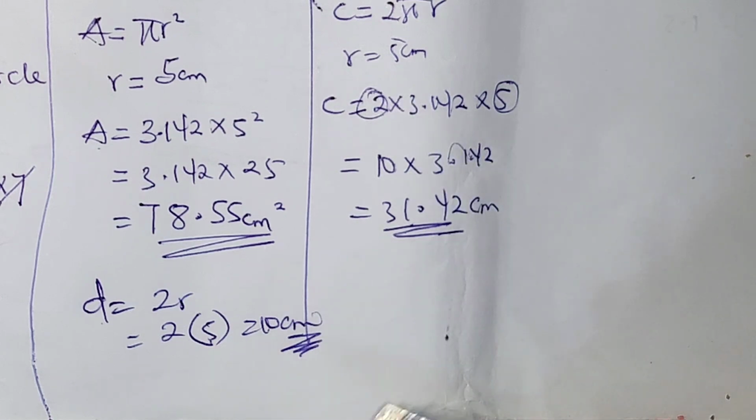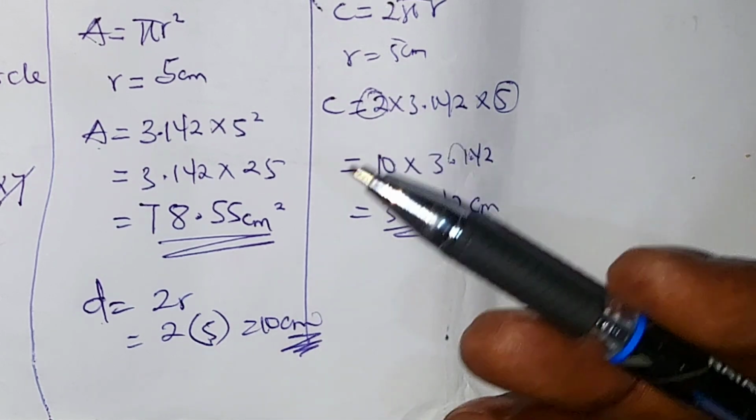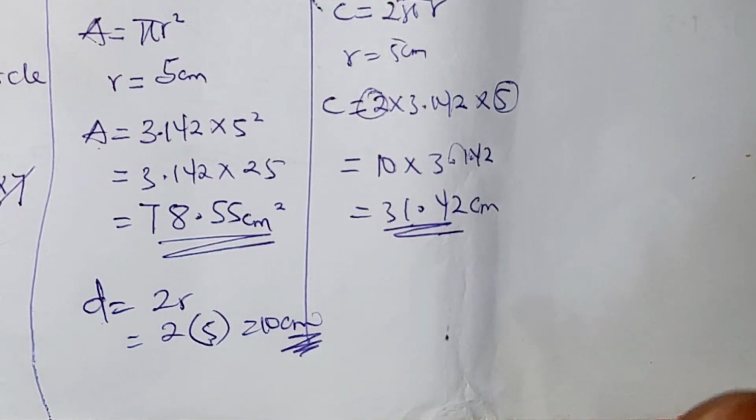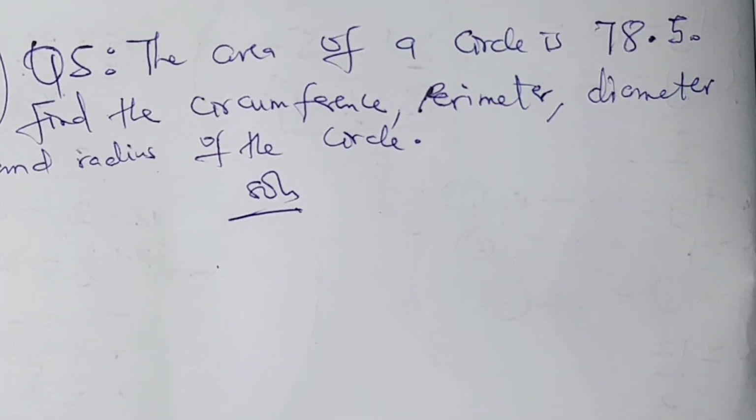But what can come in section B is when you're given the area and asked to find the circumference, or you're given the circumference and asked to find the area. So let's take a question like that and see how we solve it. At the end of the video, I'll give you something to try. This is our question 5.